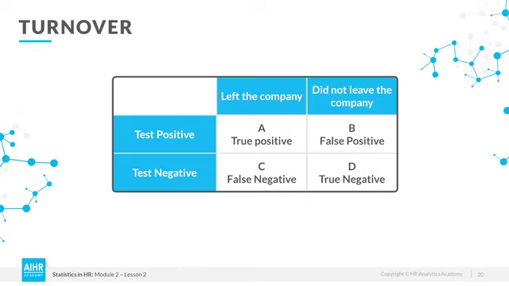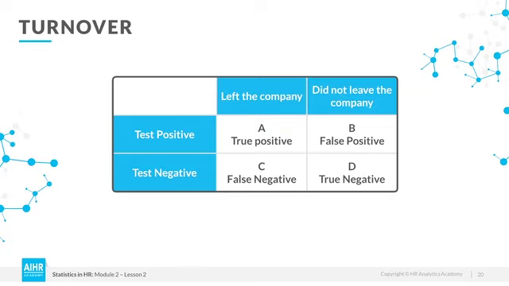Similarly, if your test said no and the person didn't leave, your test gave a true negative, which is on the bottom right. In a perfect world, we would only have true positives and true negatives. However, people are not always as predictable as statisticians would like them to be. Therefore, they often fall into the top right and bottom left, the false positives and false negatives. A false positive is when your test said that the person would leave, but they actually didn't. A false negative is when your test said that the person wouldn't leave, but the person did in fact leave.